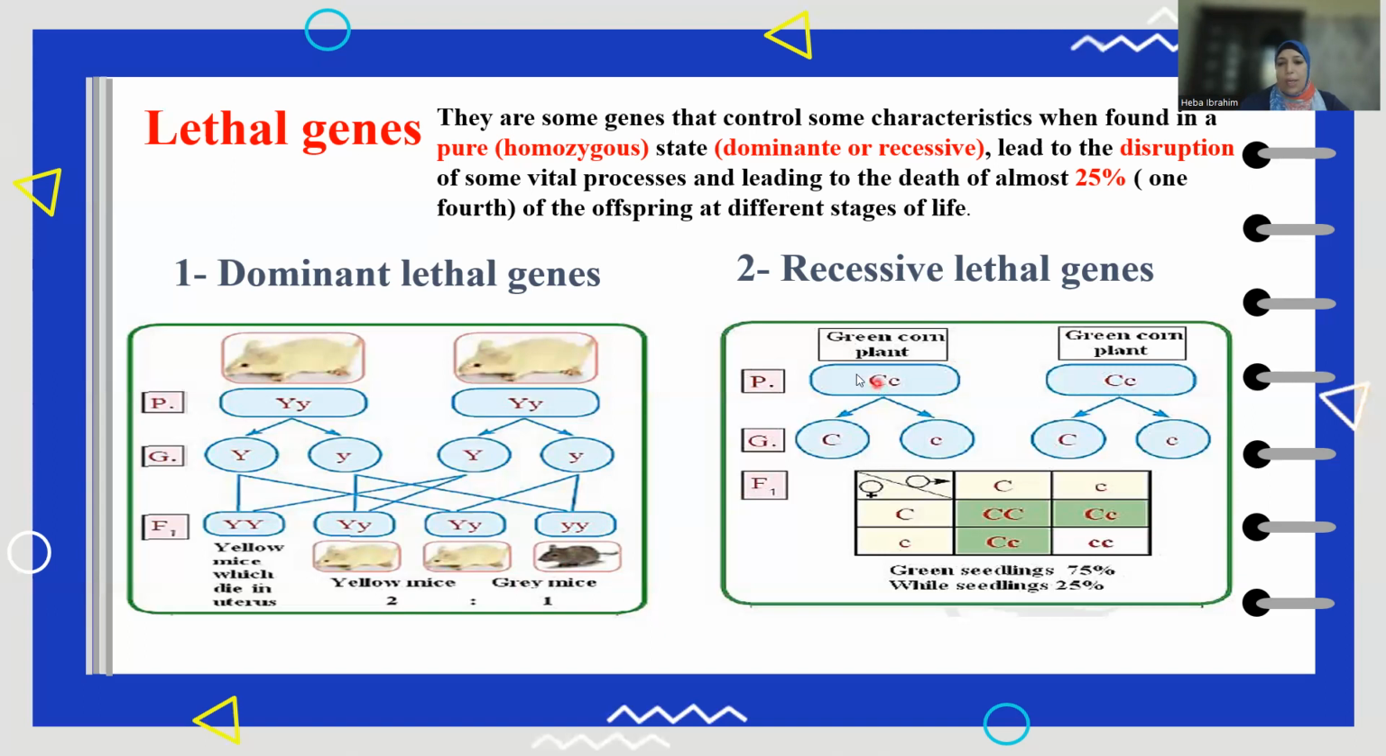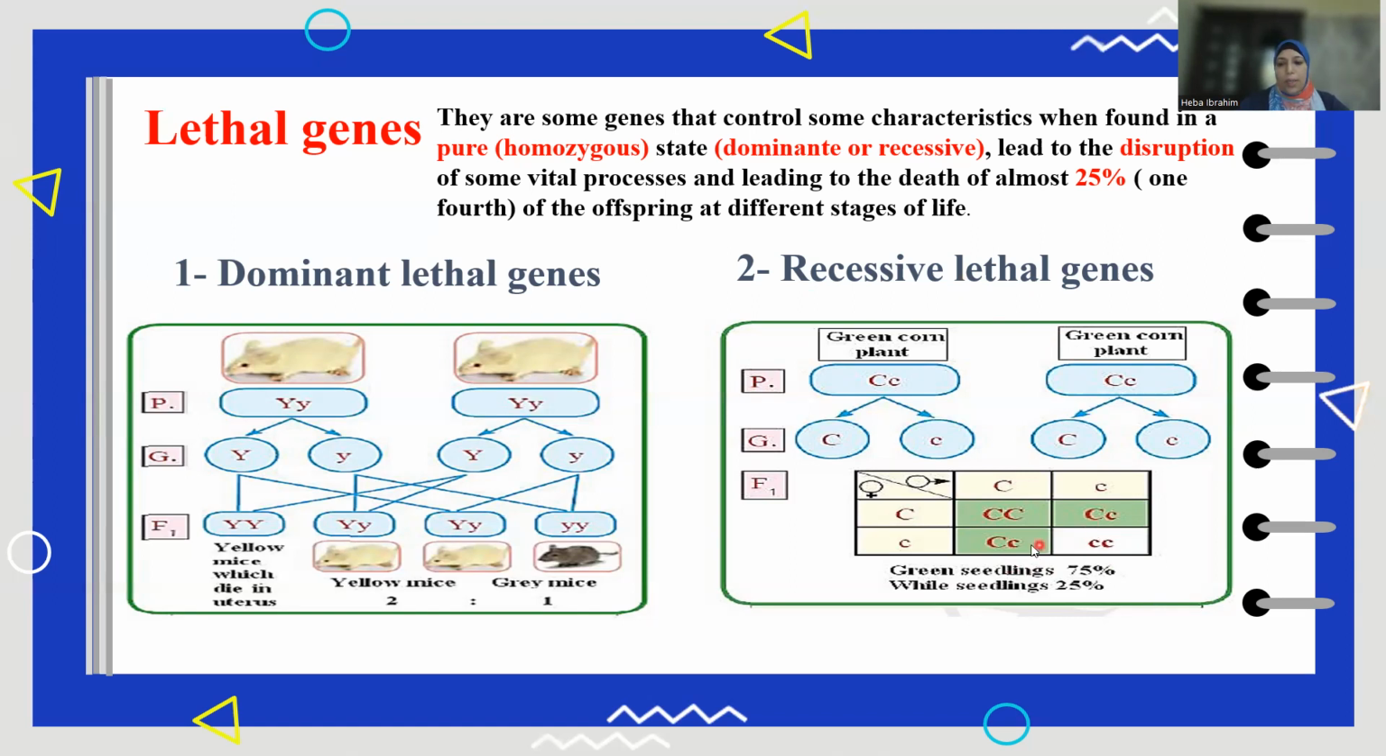Cc is a green corn plant. By crossing these two hybrid green corn plants, the products will be CC, which is green. There is no problem in this individual because we are in the case of recessive lethal genes. So the gene which leads to death is the recessive one, not the dominant one. Cc is hybrid.